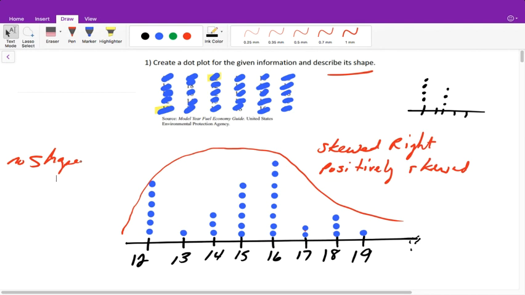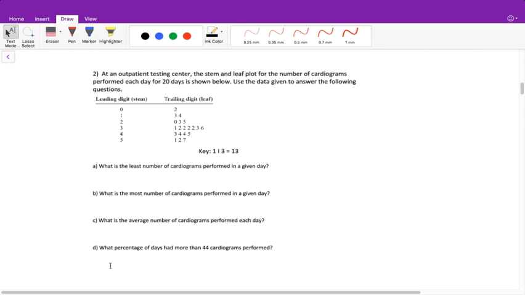All right, but that's it for a dot plot. You would just have to plot the points, each number as a dot, and then describe its shape. All right, let's move on to the next question. The next one, you'll be given a stem and leaf plot, or stem and leaf graph, and you have to answer some questions about it.